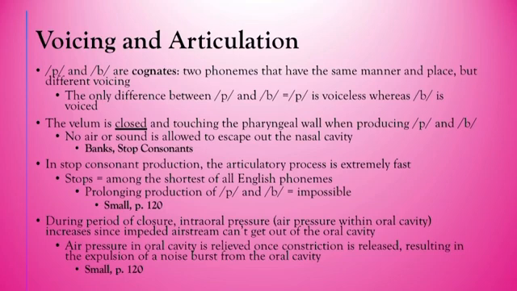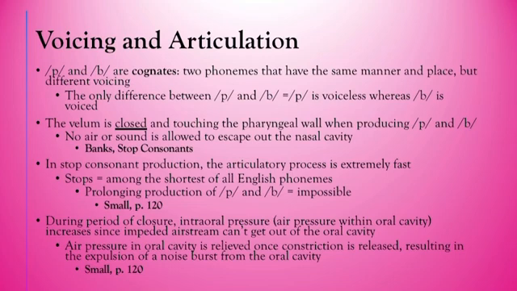P and B are cognates, which means they are two phonemes that have the same exact manner and place, but different voicing. The only difference between P and B is that P is voiceless, whereas B is voiced. The velum is closed and touching the pharyngeal wall when producing P and B. No air or sound is allowed to escape out the nasal cavity.